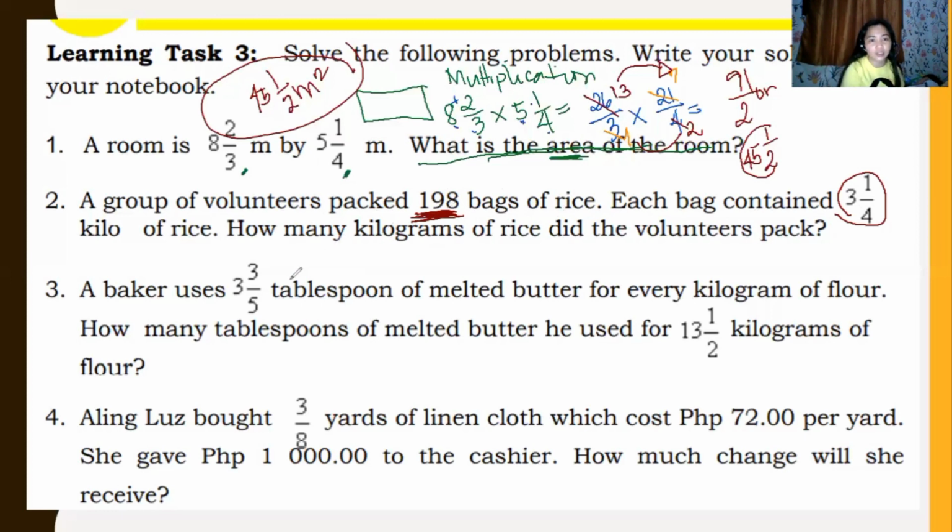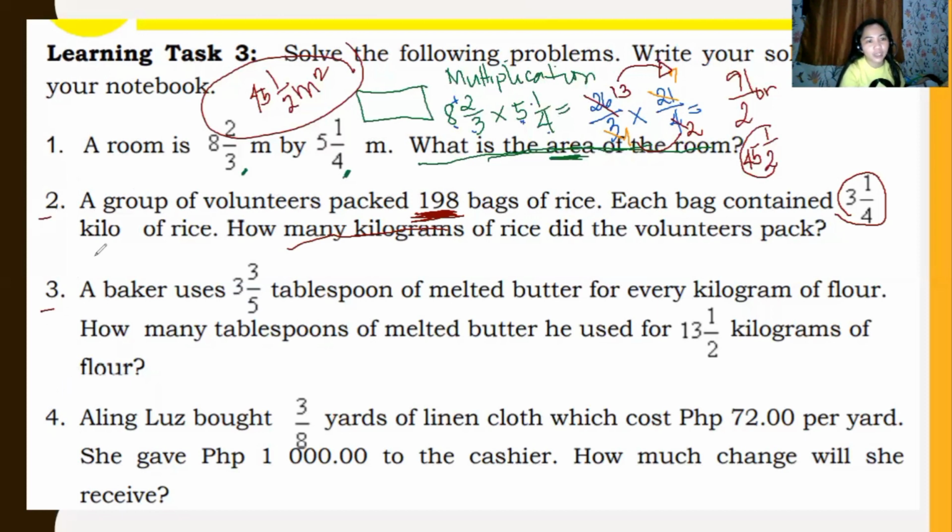Pero bawat bag ay, ang bigat niya ay 3 1/4 kilograms of rice. So, ibig sabihin 198 na 3 1/4 kilograms of rice. Ang tinatanong ngayon dito is, how many kilograms of rice did the volunteers pack? Kung pagsasama-samahin mo daw yung bigat ng bawat pack ng rice, gaano kabigat lahat daw sila? Kung 198 na 3 1/4 kilograms of rice. So that is learning task number 3, item 2.